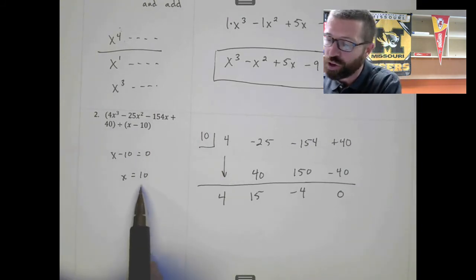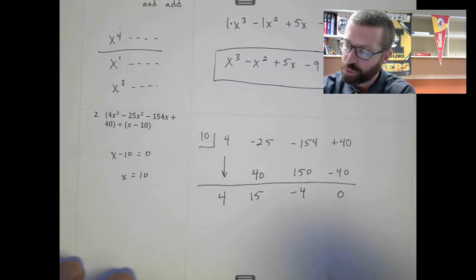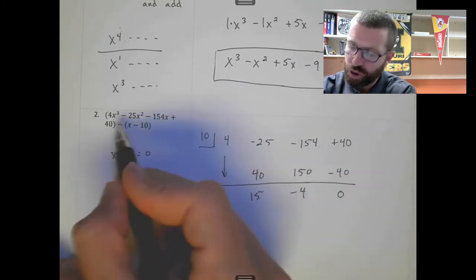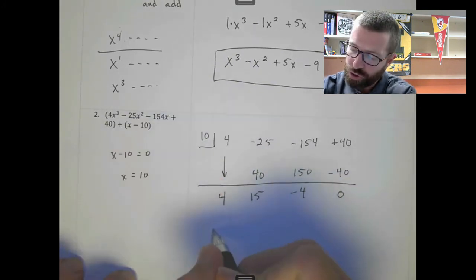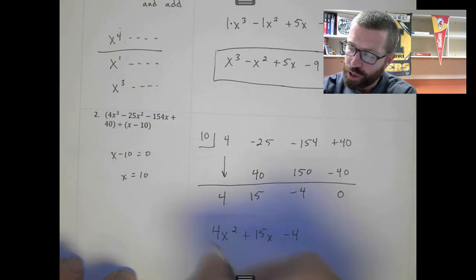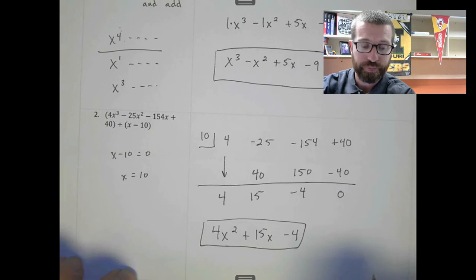Means 10 is a 0. X minus 10 is a factor. A lot of good things come from that, which you'll probably study after you get synthetic division down. In the meantime, we started with x cubed, so that makes this 4x squared plus 15x minus 4, and there's no remainder, so we don't write that. So that's the answer for the synthetic division.